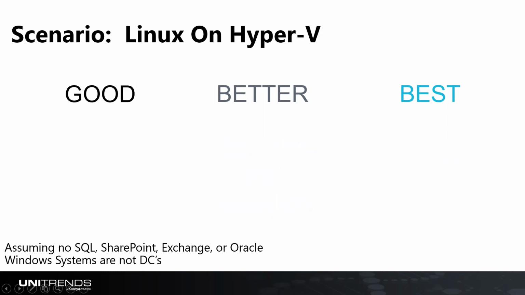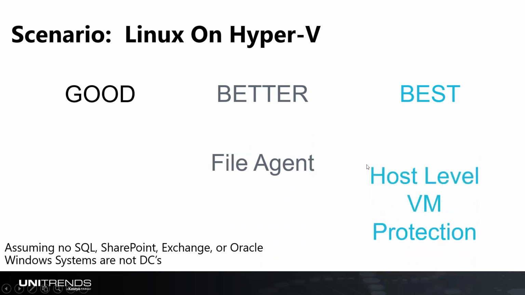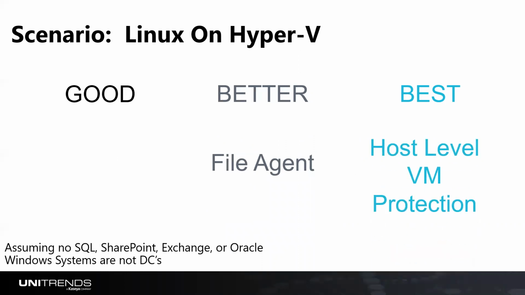When we look at Linux on Hyper-V, it's going to look very similar. We start with better being the file agent, and then we go from there once again into the host level VM protection, keeping in mind that image level agent is not available on Linux.